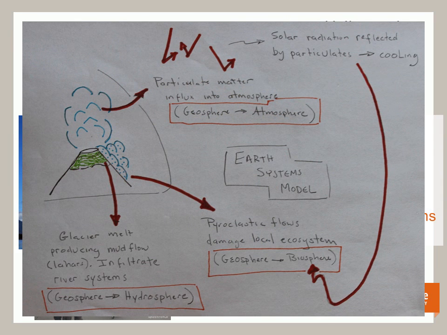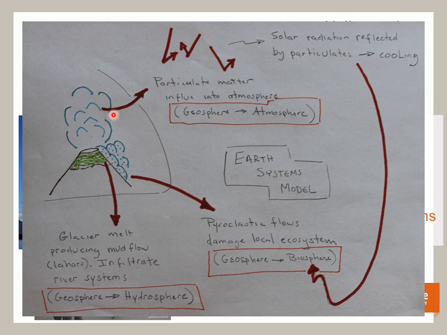So here's what I did. I'm not a great artist, but I did the best I could. So here is the volcanic eruption, okay, with clouds of gas and these pyroclastic flows going down the side of the slope. And here is a green glacier that sits at the top of the volcano. So here is my model. This is a pictorial model of that process. The gases and particulate matter influx into the atmosphere. So this is a geosphere to atmosphere impact. I've added to this that solar radiation is reflected by particulates, which is indicated by these bouncing arrows, which results in a cooling.